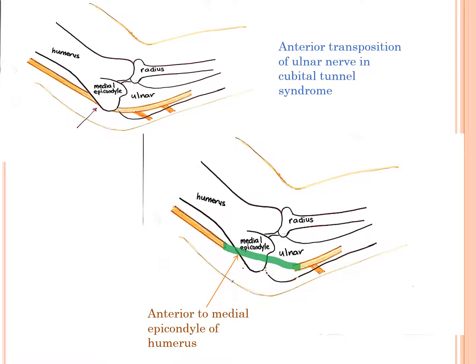This is the anterior transposition of the ulnar nerve. The ulnar nerve is usually located behind the medial epicondyle of the humerus. In cases of cubital tunnel syndrome, the ulnar nerve will be relocated in front of the medial epicondyle.